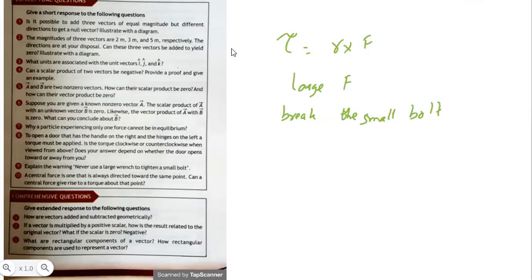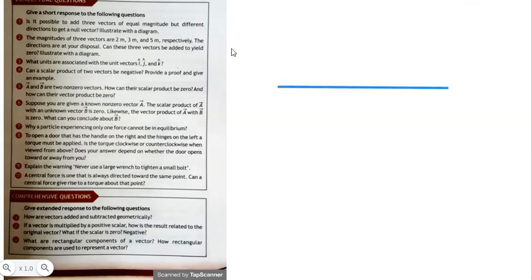Then the last question, question number 10, is: a central force is one that is always directed towards the same point. Can the central force give rise to a torque about the point? So what will be your answer? A central force is any force that always acts towards the center, along that line, and its direction always remains the same. So can this central force produce torque?